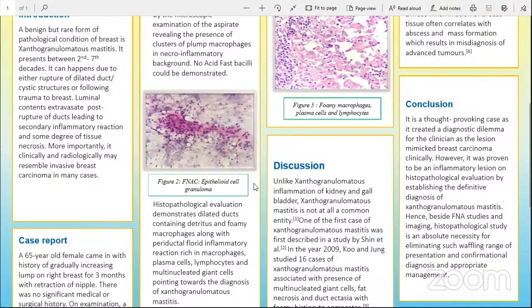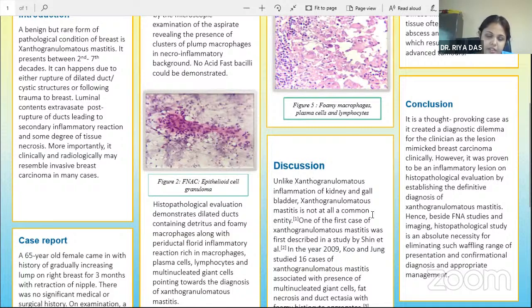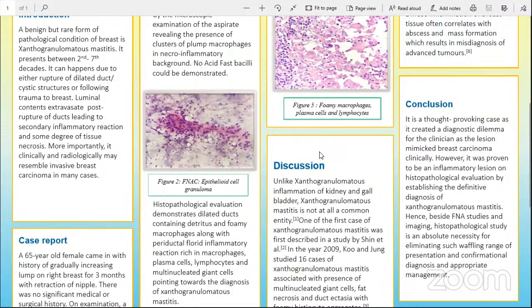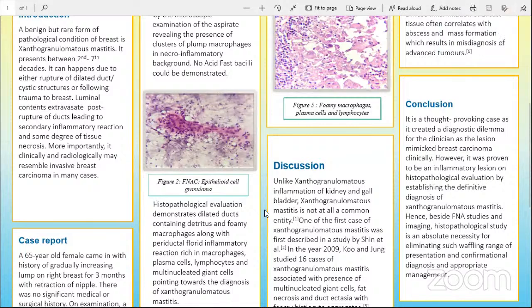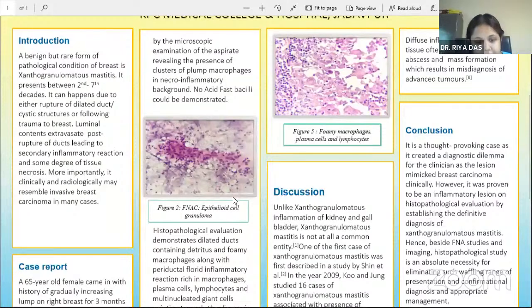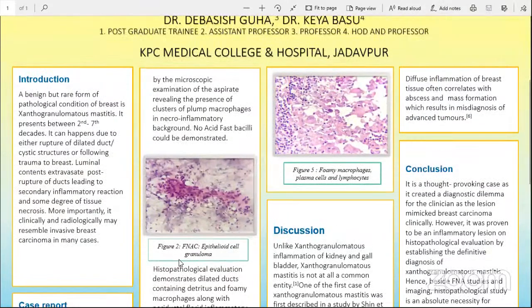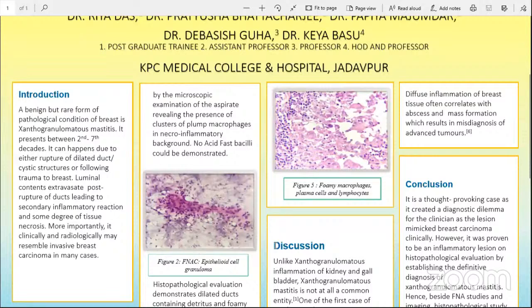Actually, by definition, xanthogranuloma on cytology should not show any epithelioid cells. It should show only xanthoma cells or vacuolated macrophages. That is one discrepancy I found. And another thing, why didn't you consider diagnosis of duct ectasia in this case? So because duct ectasia was not present. You said there were dilated ducts. Oh, sorry, sir. There were dilated ducts which contained detritus. Yes, sir, detritus, which is what is seen in duct ectasia.